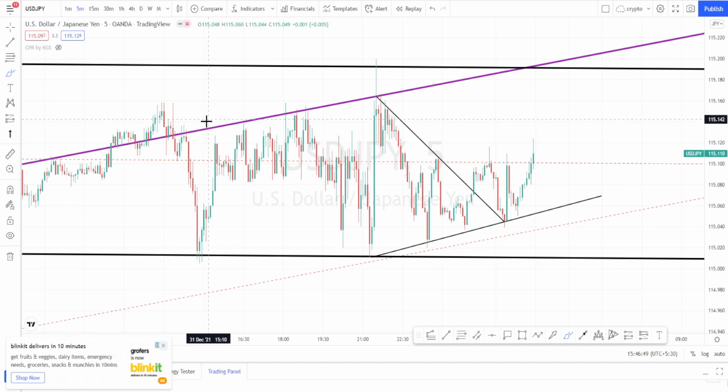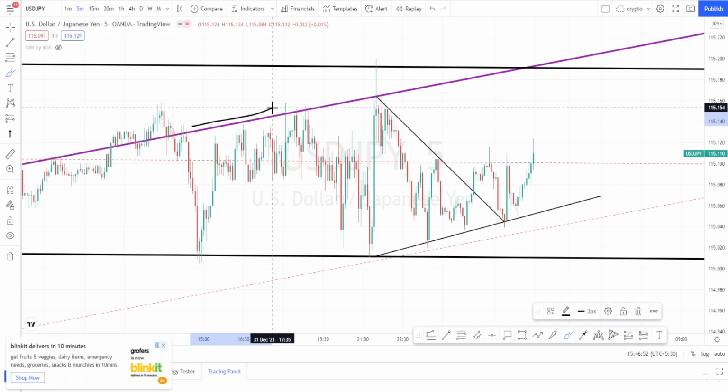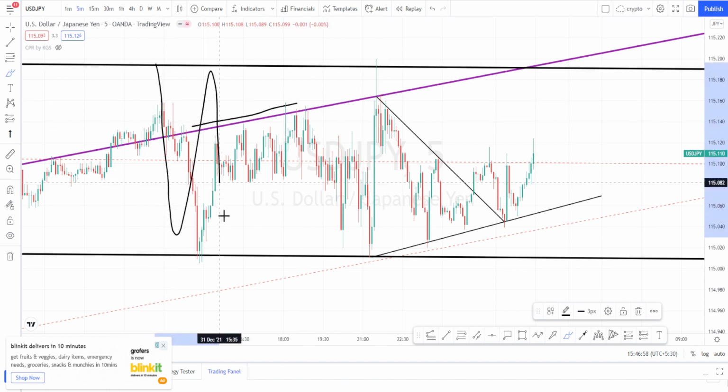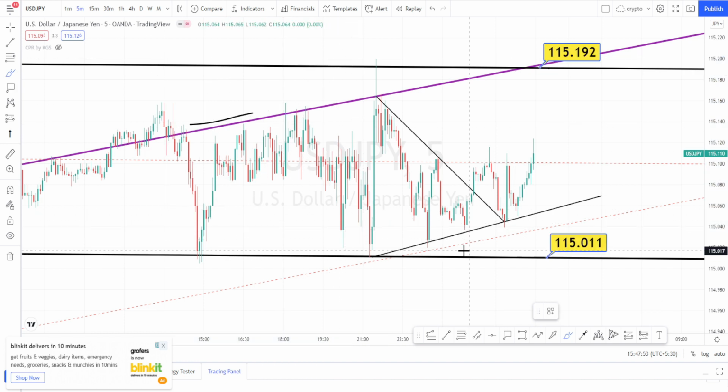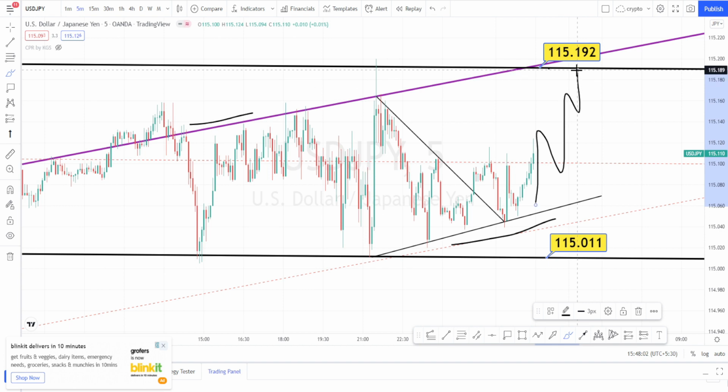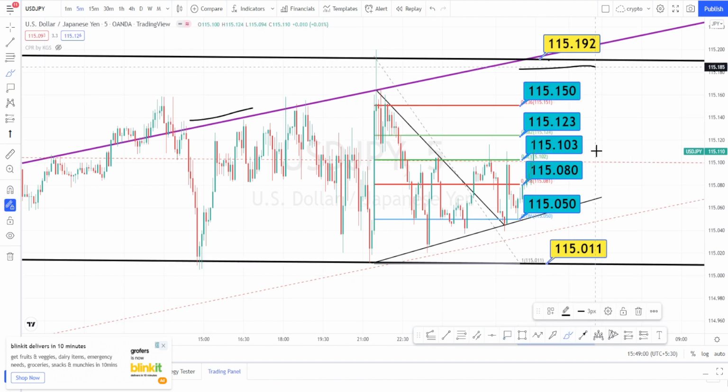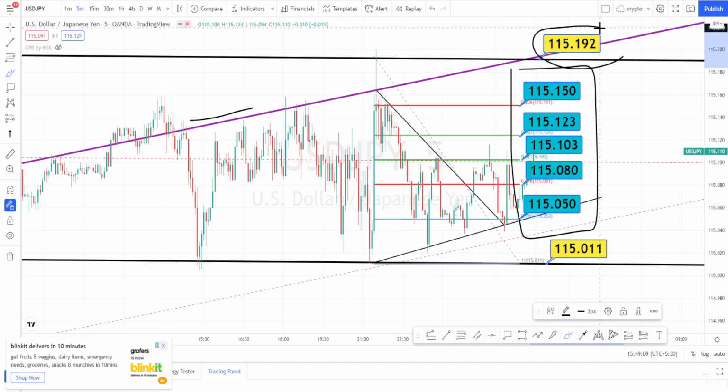I am in 5 minutes time frame now, and we have the channel pattern resistance line from the 30 minutes time frame, and currently the market is trading within this support and resistance level. Within this range also, current market is in a bullish trend. We can expect it to go up and test this resistance level of 115.192. Let us mark the support and resistance levels. So these are all the support and resistance levels in 5 minutes time frame. Currently the market looks bullish. We can expect it to test this level of 115.192, then a trend reversal to happen.